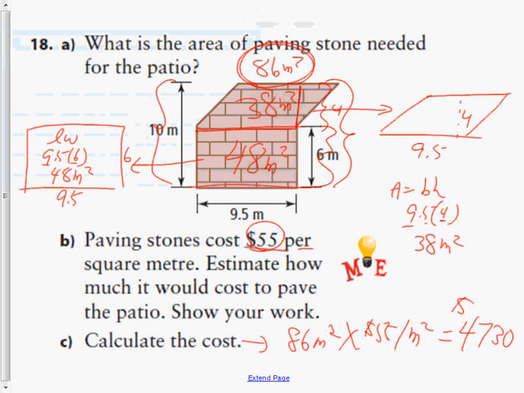So the correct answer was $55 per square meter, and you require, oh no, I said 5,500, that's right. And you require that much, so you'd probably have a lot of money you have to save up in order to build a stone patio.